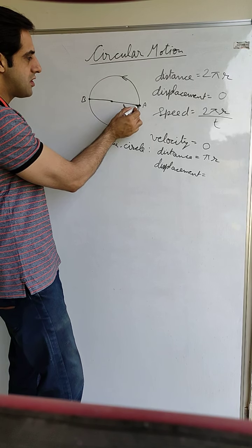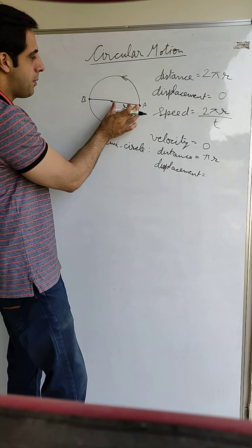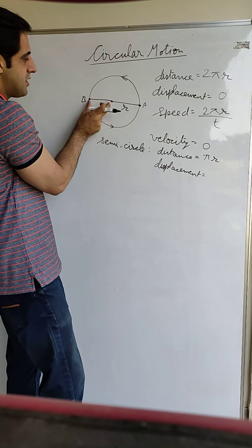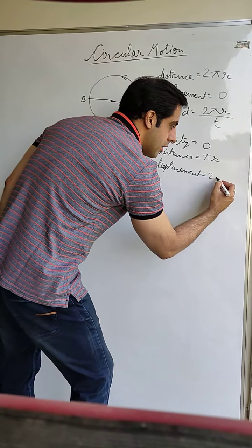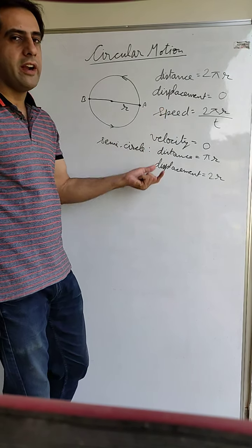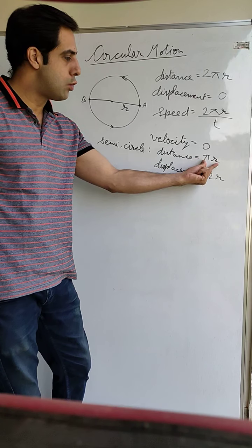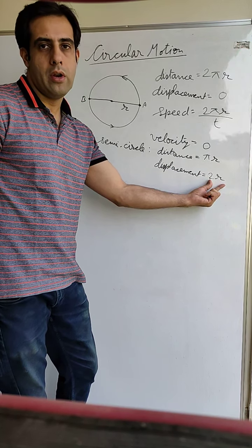And displacement is equal to the shortest distance between initial and final point. Now the shortest distance is not along the curve. The shortest distance is the straight path. So the straight path is radius r plus this radius r, that means the diameter of the circle. So displacement we can write as 2r. So in that case, you can find speed and velocity both. Speed will be equal to pi r upon t and velocity will be equal to 2r upon t.